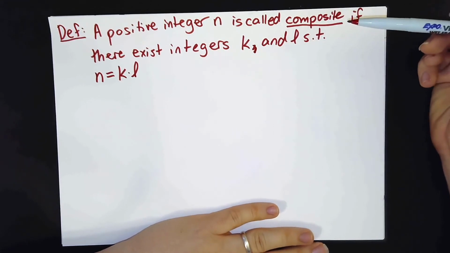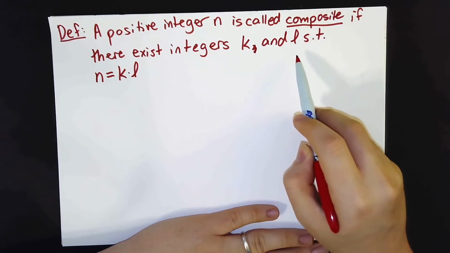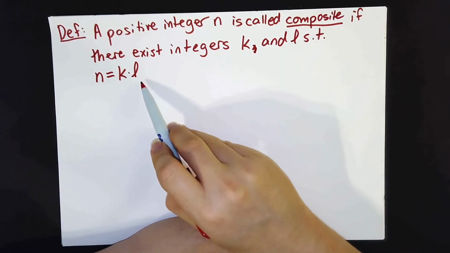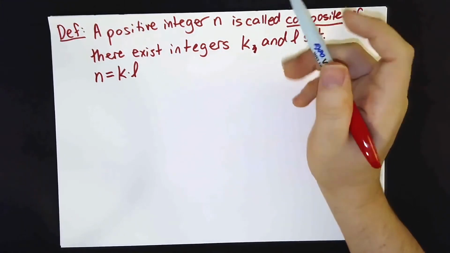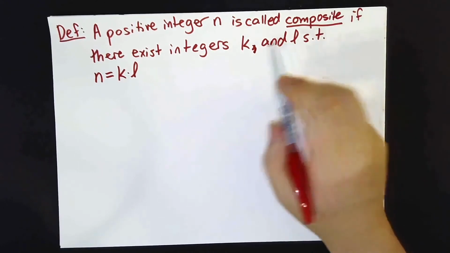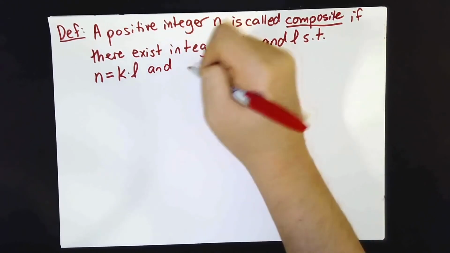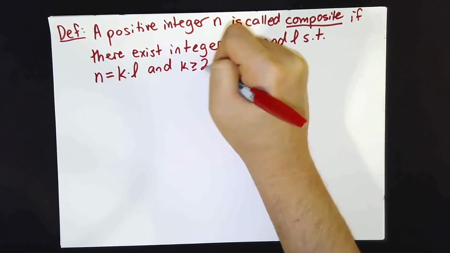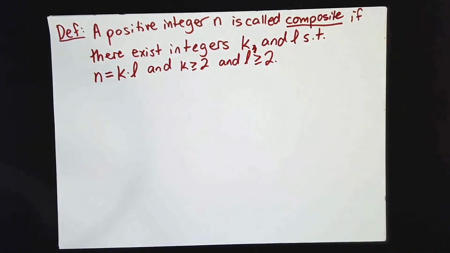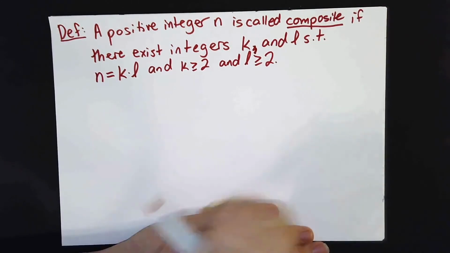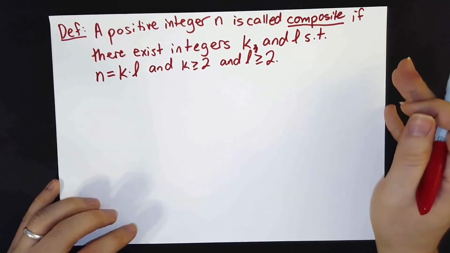Why? Because I didn't make any specifications about what k and l are. So k could be 1, l could be n, and then every number would be composite. So really, I actually want such that n is k times l, and k is at least as big as 2, and l is at least as big as 2. And now this gives us our real definition of composite.